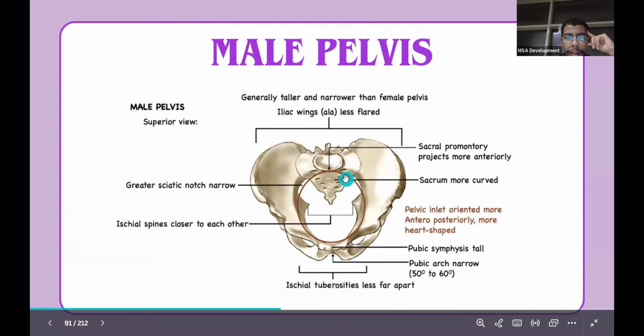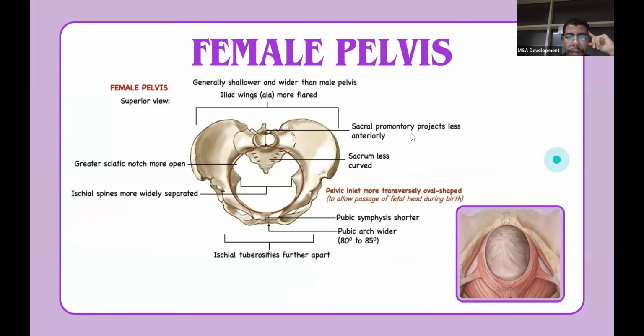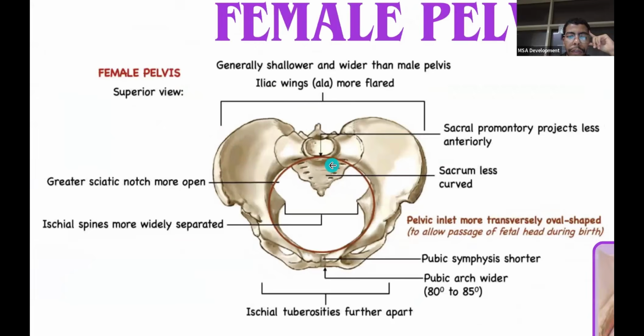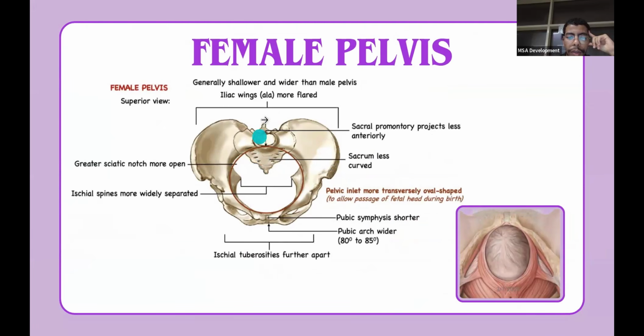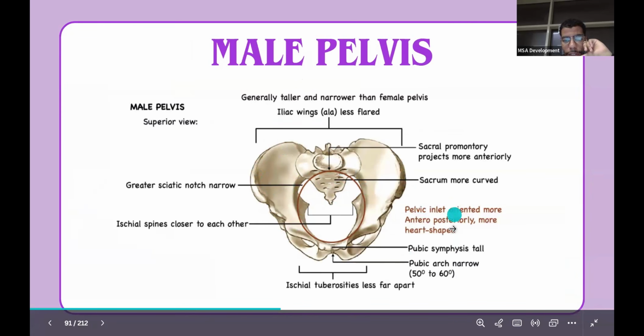Now back again to the sacrum. Remember the sacral promontory. It's a lot more anterior in males than in females. In females, the promontory is pushed back a bit. Now, why is that? So that the child's head doesn't hit it when it's coming out. Again, we said that the sacrum in females is less curved, a lot more straight, and then it bends towards the end. In males, it is a lot more curved. And I think these are all the differences.